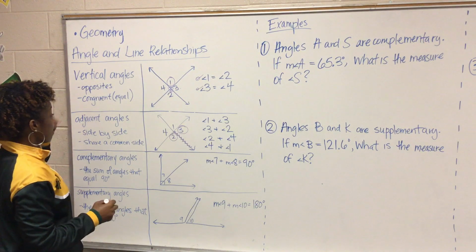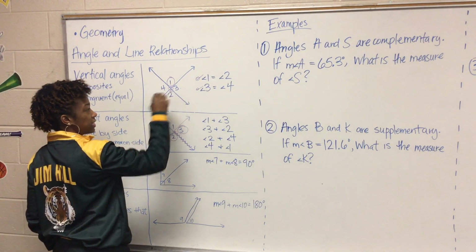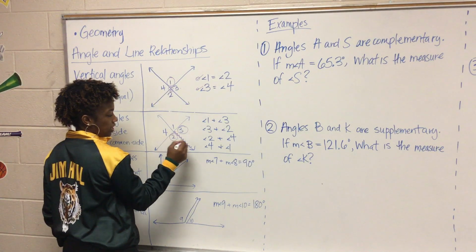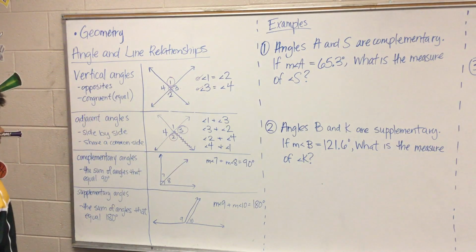Alright, so for vertical angles, you have to cross the vertex. And for adjacent angles, they have to share a common side.